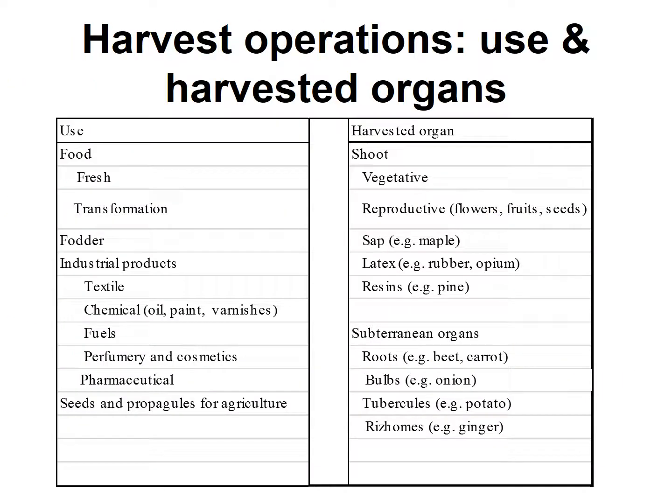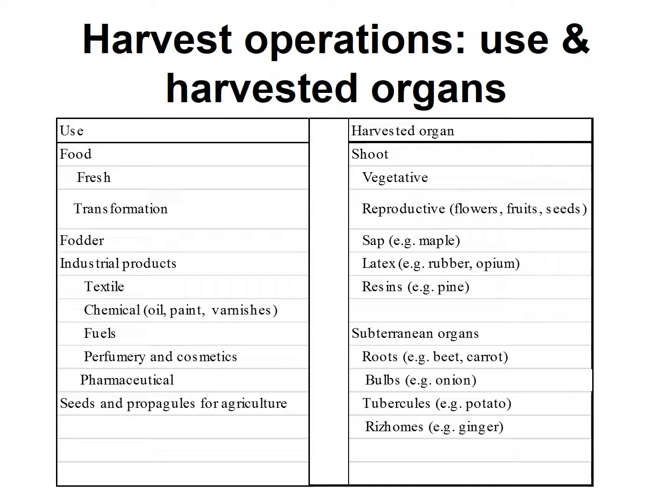In this table, we have classified the uses of crops on the left-hand side and the harvested organ on the right side. Crops might be used for food, either as a fresh product or for transformation, for fodder, or for producing industrial products in the textile, chemical, fuel, perfumery and cosmetics, and pharmaceutical industries. The use of the crop may be to produce seeds and propagules for other farmers.